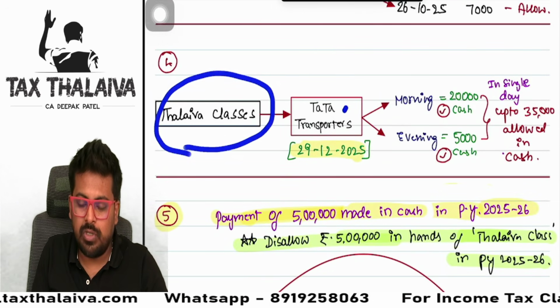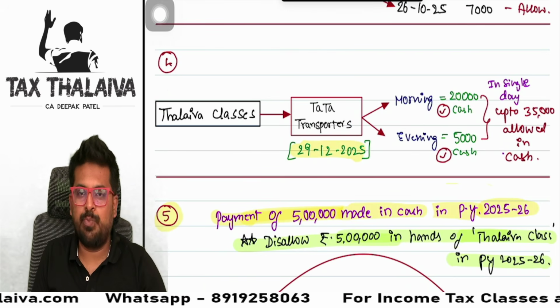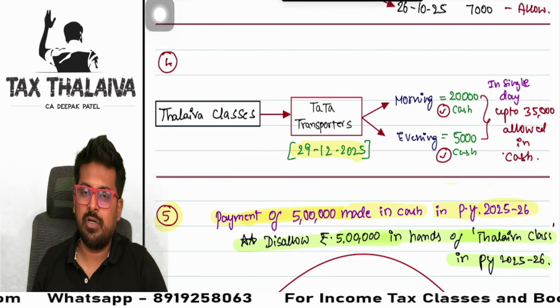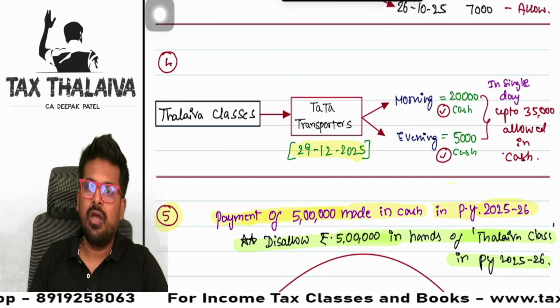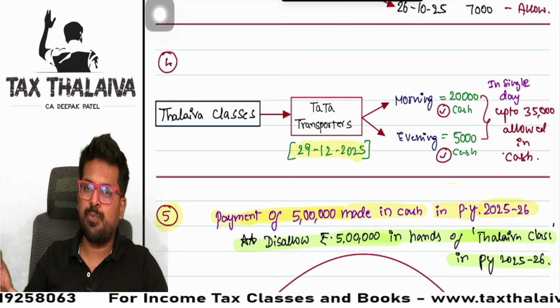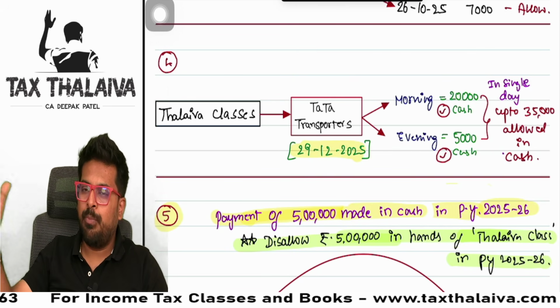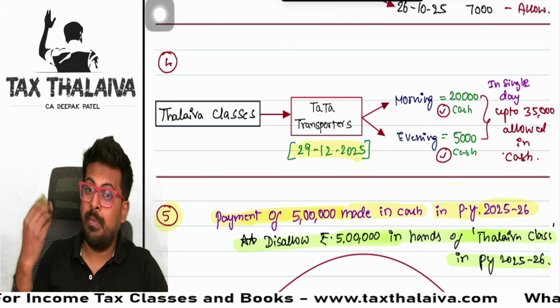Thalaiva Classes made payment to Tata Transporters, good transporters. Means I told that transporter, my books are ready, please get it to my office. So the goods transport company will go in one truck, put all the books and get to my coaching institute. I have to make the payment.